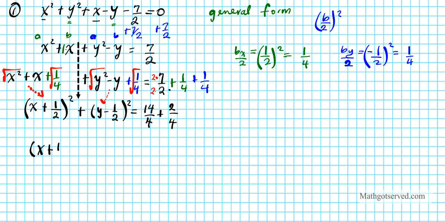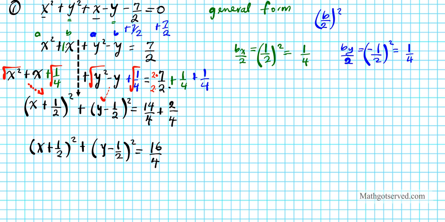(x + 1/2) squared plus (y - 1/2) squared. 14 over 4 plus 2 over 4 is 16 over 4, and that can be reduced down to 4. All right, so the standard form for this equation is (x + 1/2) squared plus (y - 1/2) squared equals positive 4. Okay, so this is the standard form.